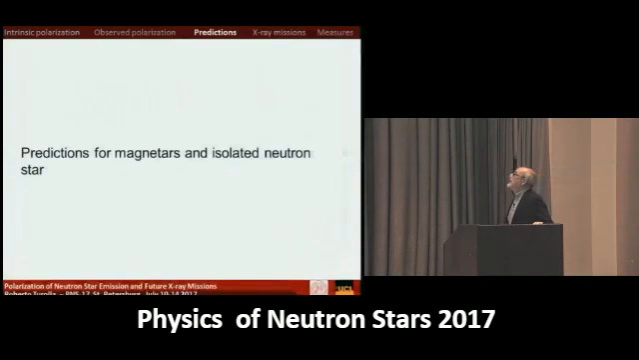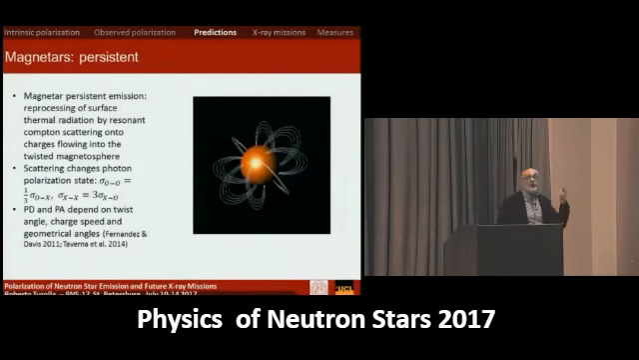So, what are the predictions, what are the results as far as the emission from isolated neutron stars is concerned, talking about the polarization properties of radiation?